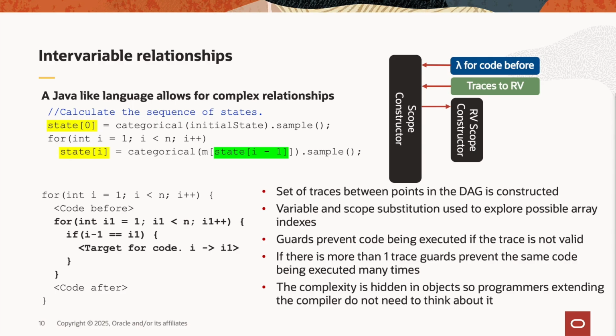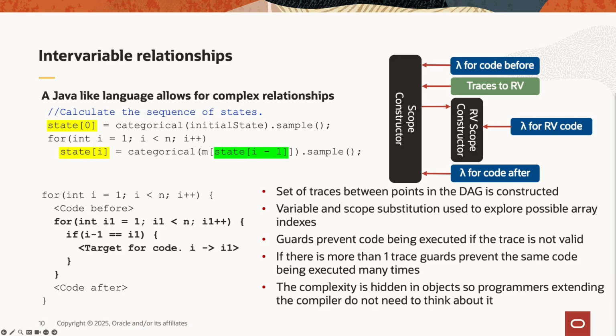So this is now the target for code that we've got marked down at the middle of all of these for loops. And we can now add code to this location once again by using lambdas. And we can continue to add code to the existing location by passing more lambdas to the original scope constructor. And we can nest this arbitrarily deeply.